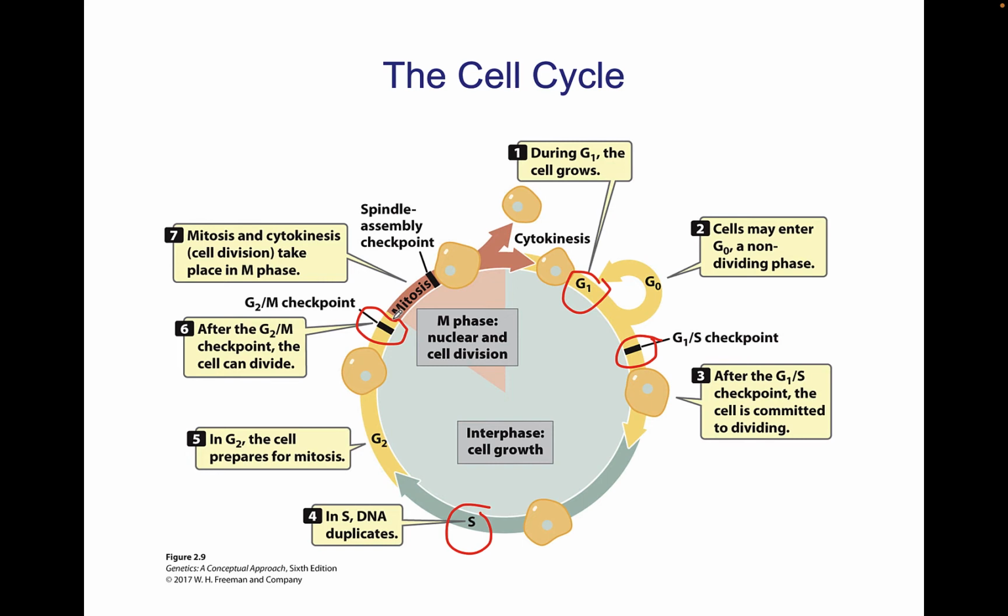The M phase is the phase where the cell begins to undergo mitosis, which is the division of the nucleus, and then cytokinesis, which is the division of the cytoplasm. This is the overall summary of the cell cycle. We're going to go through these components.